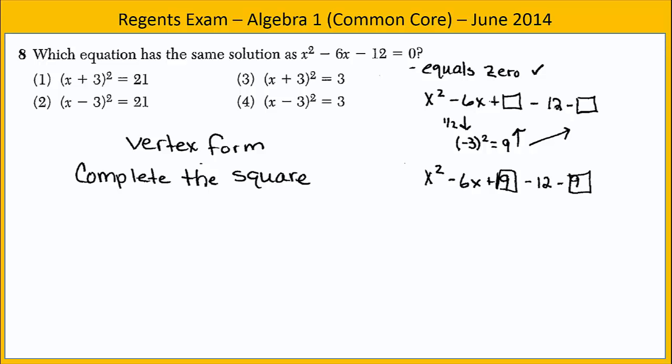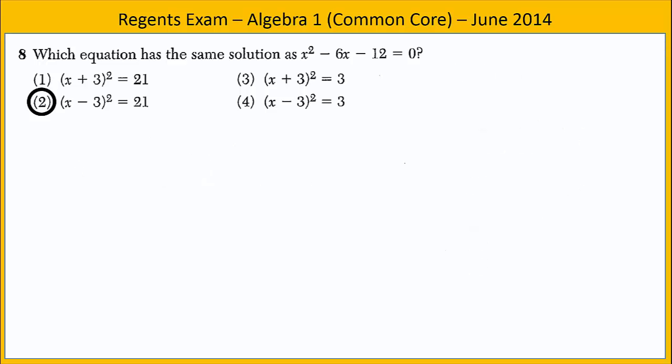Now we can take our equation and write it in vertex form. x minus 3 squared minus 21 equals 0. Add 21 to both sides of the equation so that it matches our choices, and we can see that our equation x minus 3 squared equals 21 is the same as choice 2, and so choice 2 is equivalent to the original equation. There's another way you could approach this problem.